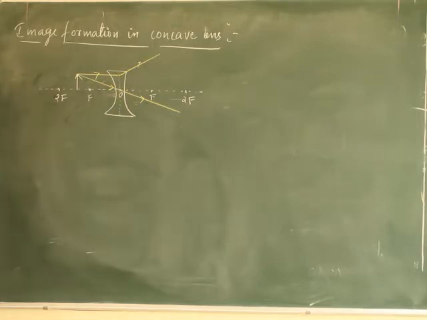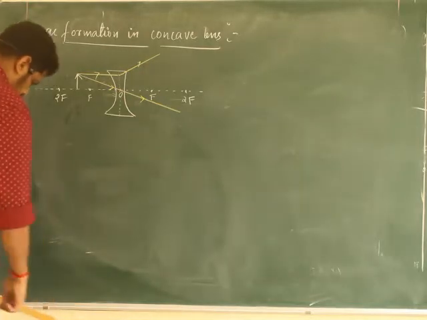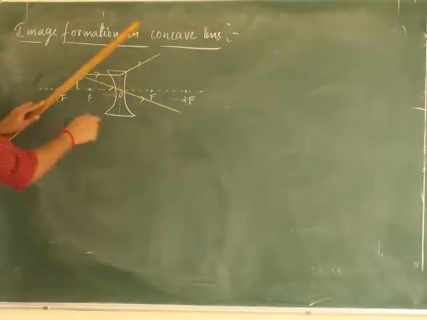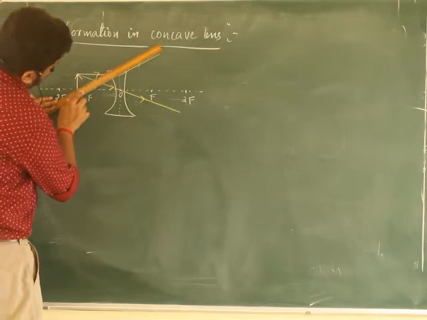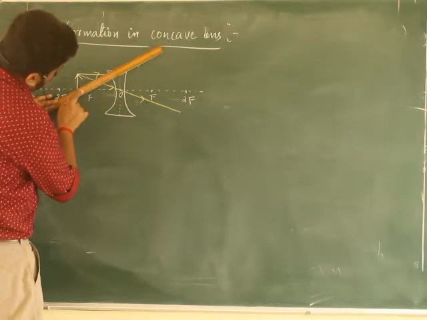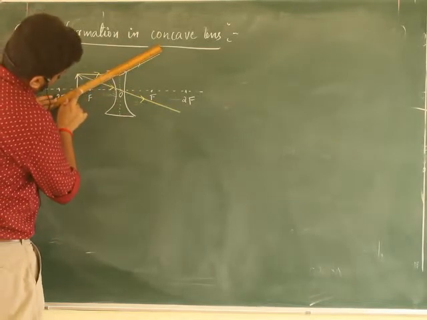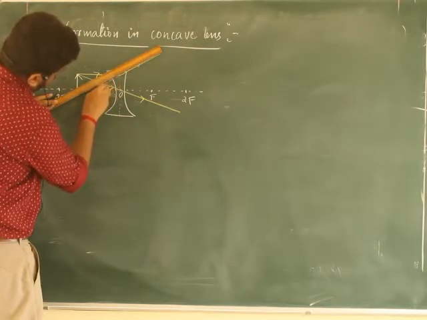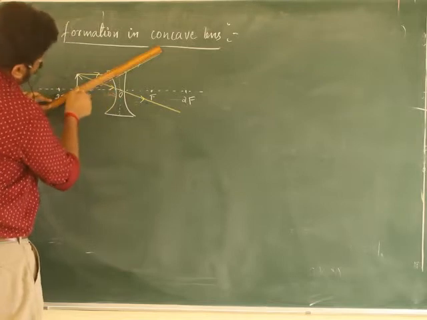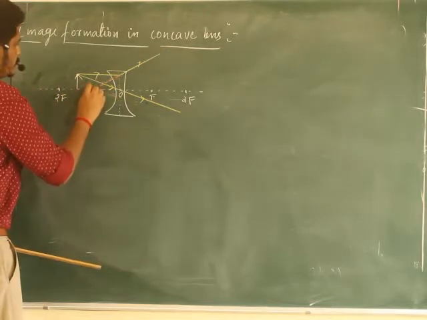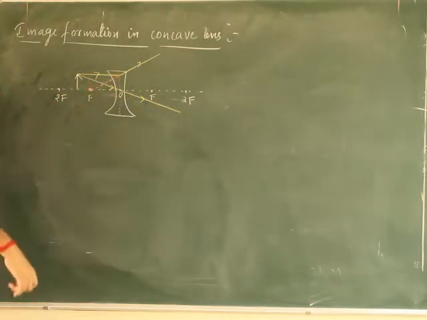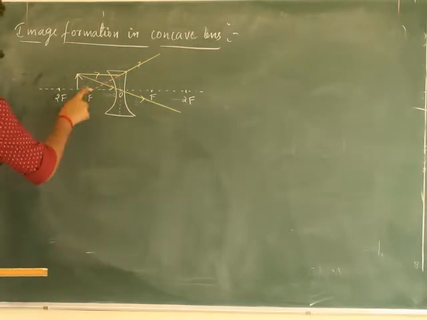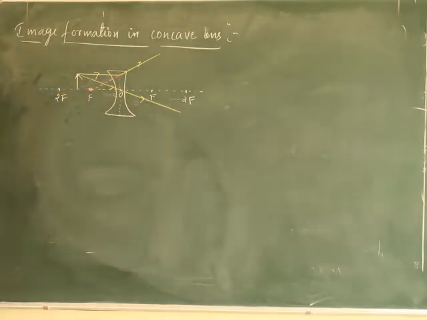So now what is the remaining thing for us? That means we will extend the rays in the reverse direction. That means it appears to be diverging from one particular point, right? So what is that point? We will retrace back. While retracing back like this, it is diverging from a point called the principal focus. So this is where the image has formed.